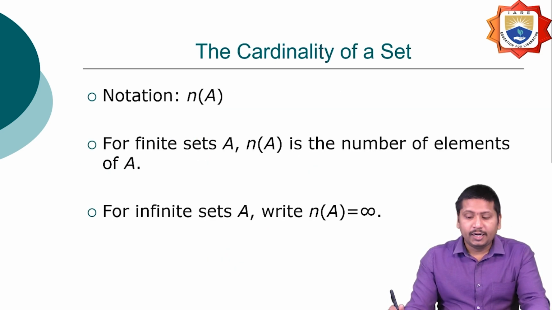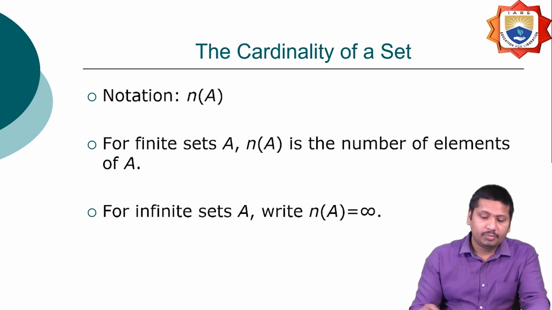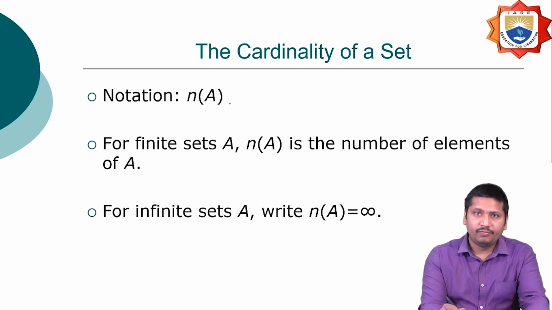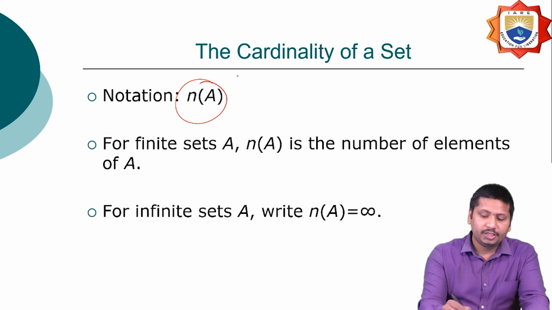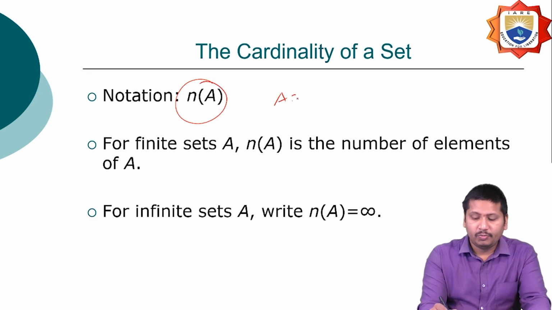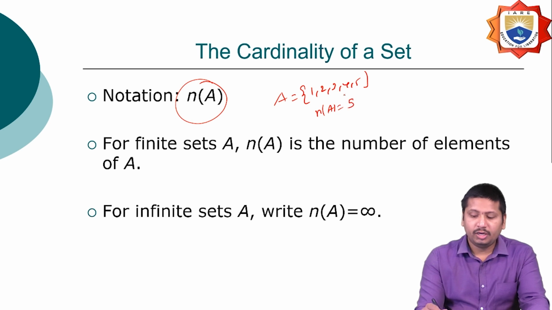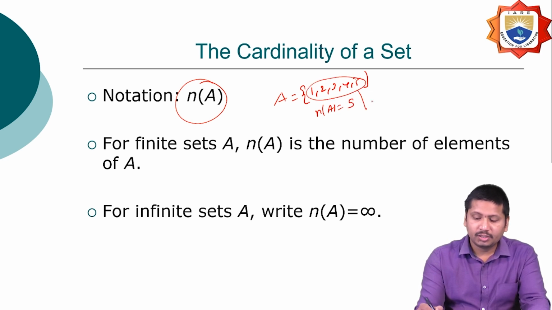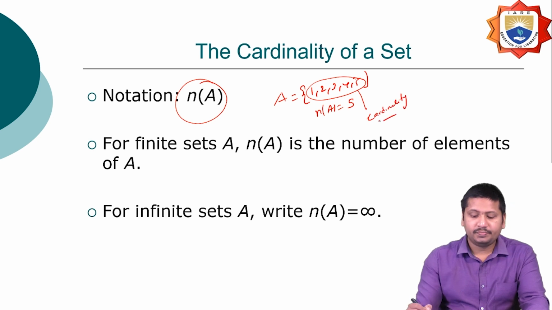So what should be the cardinality of a set? Cardinality means it should represent the number of elements in the set. The notation is n(A). Suppose a set is given like this. What should be the cardinality of the set? It should be 5. So the number of elements present in the set is represented as its cardinality.